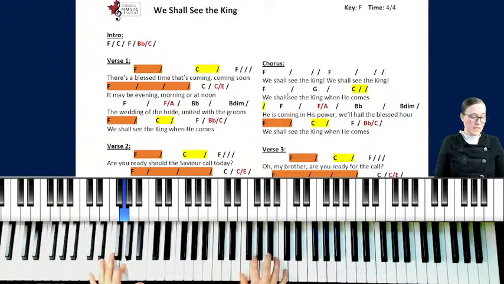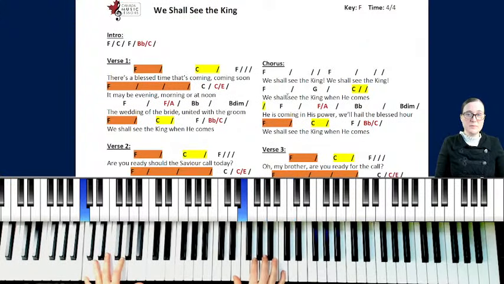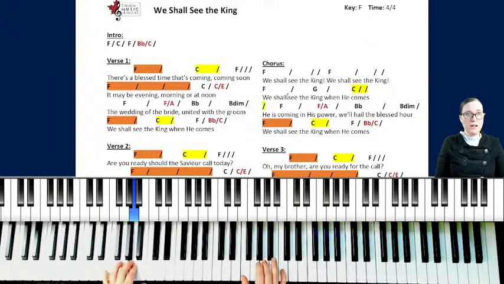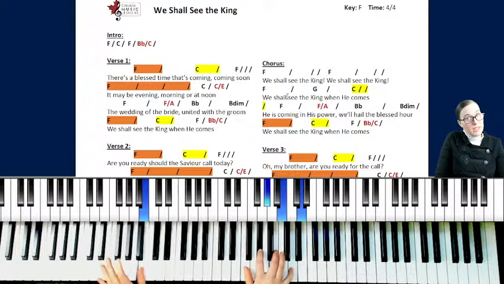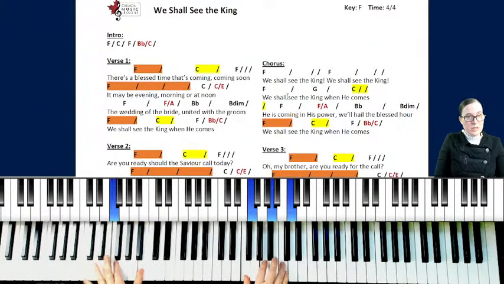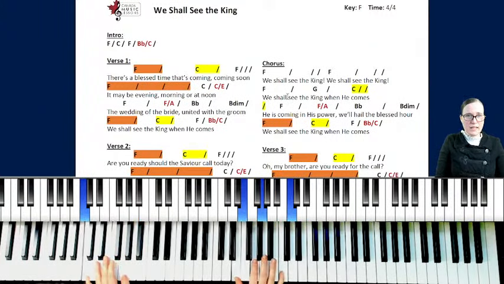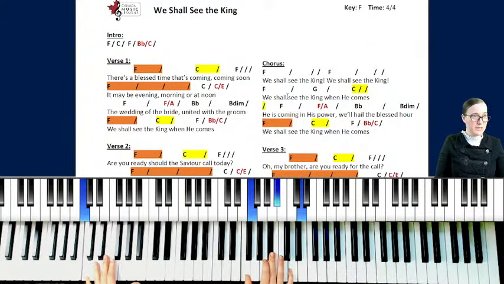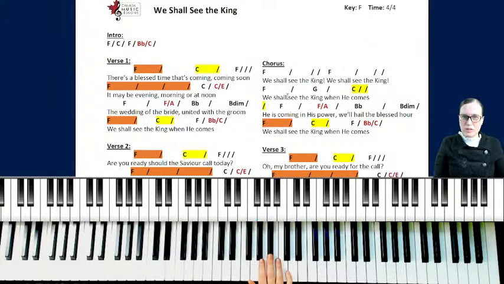King when he comes. He is coming in blessed, and then our B diminished. We shall see the King when he comes, and then B flat over C. Okay, so not too bad when we go slow, really working on those inversions.